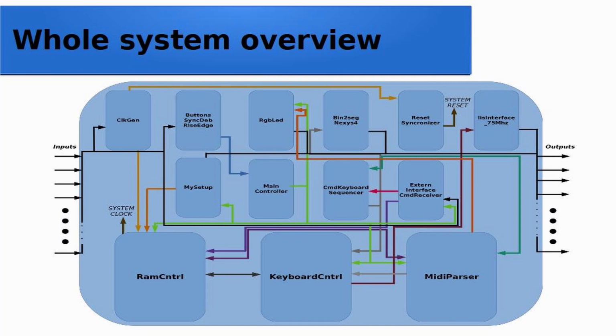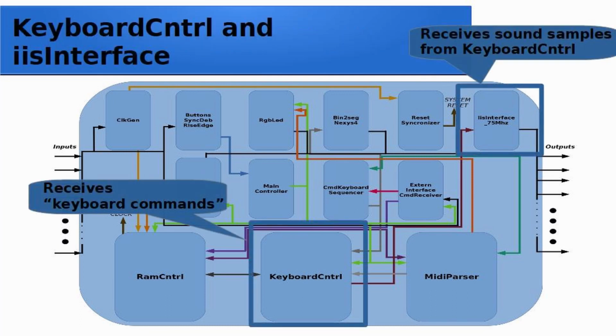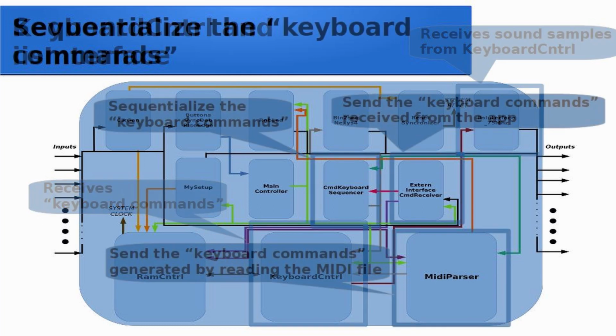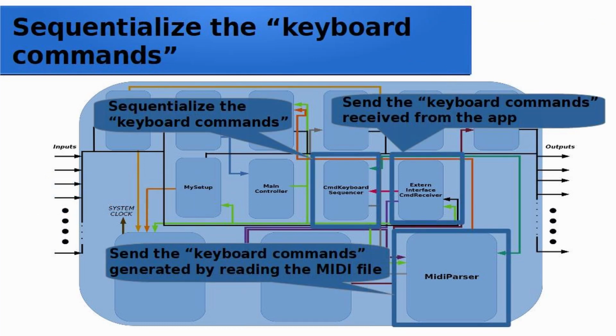In this presentation, I'm going to focus on the explanation of the keyboard controller component. Keyboard controller receives a sequence of keyboard commands and consequently generates the sound by sending sound samples to the E2S interface component. Keyboard controller can only process one keyboard command at the same time. That's why the concurrently generated keyboard commands must be sequenced by the CMD keyboard sequencer. We receive both the keyboard command generated from reading the MIDI file and the keyboard command generated by the user interaction with the external app.